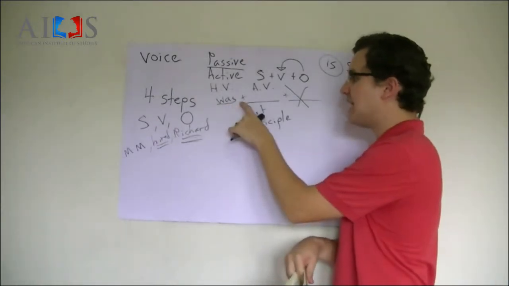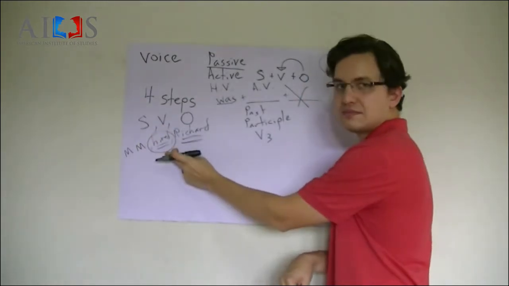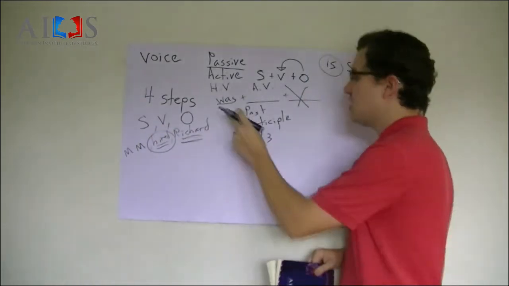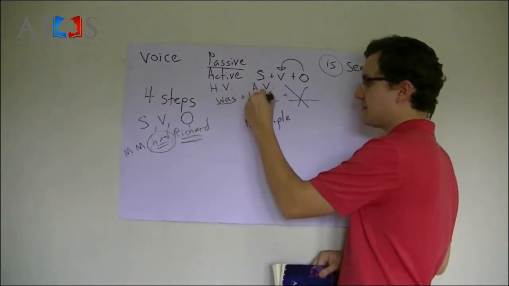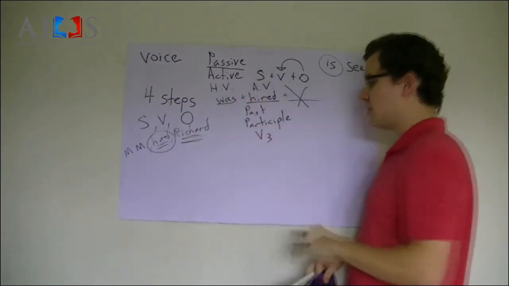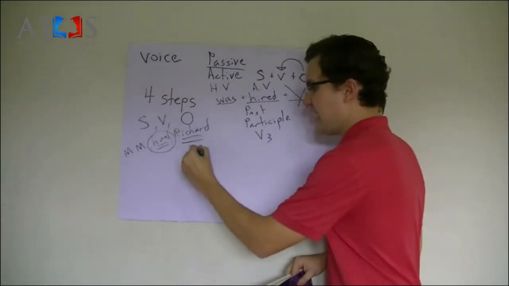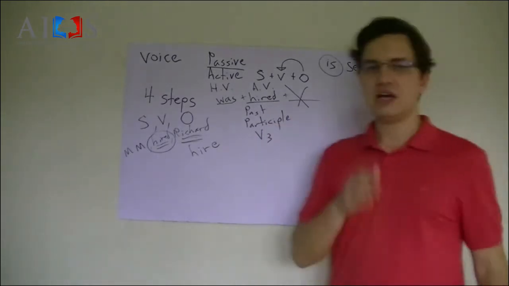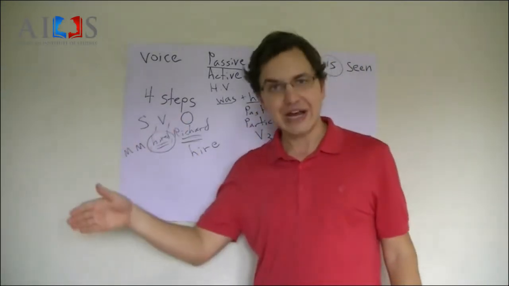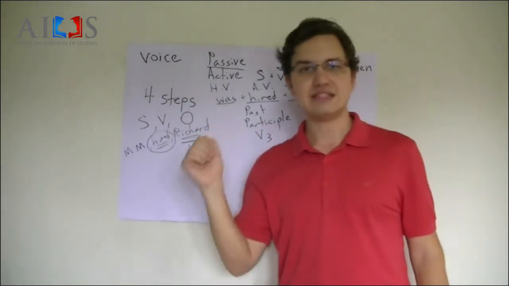So was plus, what's the action? Hire, to give someone a job. So Richard was hired. Verb 3 of hire, spelled H-I-R-E, is hired. Hire, hired, hired. Just like eat, ate, eaten.